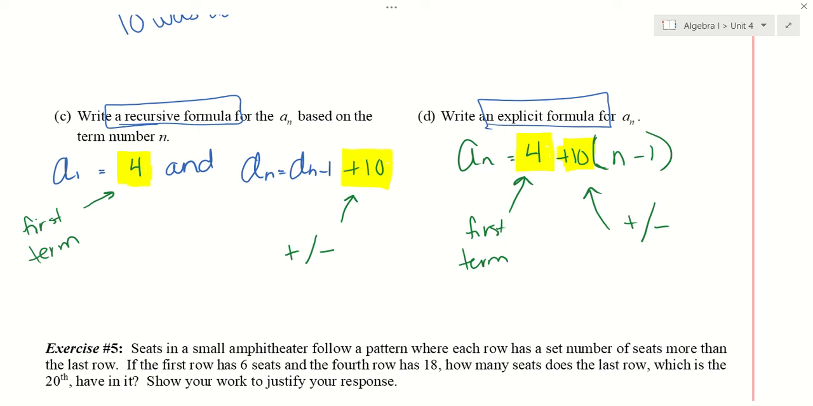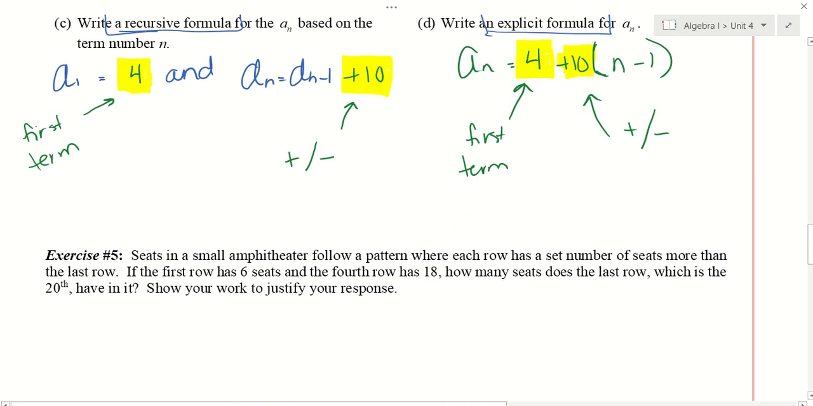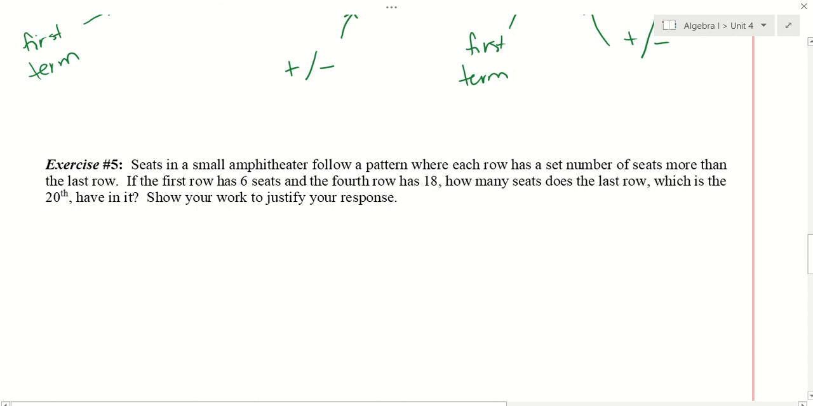Why in the world are we learning about arithmetic sequences and recursive formulas and explicit formulas? I guess this is the real world situation here. We've got seats in an amphitheater, following a pattern where each row has a set number of seats more than the last row. So if our first row has 6, fourth row has 18, how many seats does the last row have, which is the 20th? So we're looking for the 20th row. Show your work.